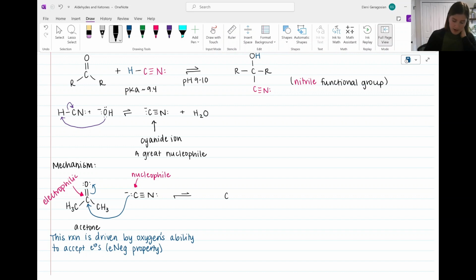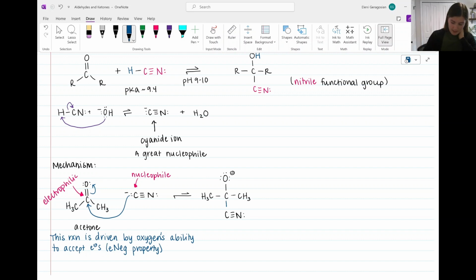We'll start with that carbonyl compound, that ketone. We've broken the carbon to oxygen pi bond, but the carbon to oxygen single bond is still there. Carbon is still bonded to the two methyl groups. And then we have a new bond to the nitrile group.